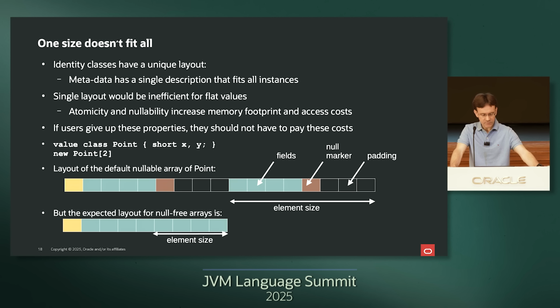As an example, if I have a value class Point with 2 short fields, and create an array of it, the layout of the default nullable array of Point has an element size of 8. I need 4 bytes to store the content of the fields, 1 byte for the null marker, and I have 3 bytes of padding because I have to take into account the size of the atomic operation. But if the user gives up on nullability, he or she is right to expect to have a 4 bytes element size. There's no point paying the cost for a feature it doesn't use.